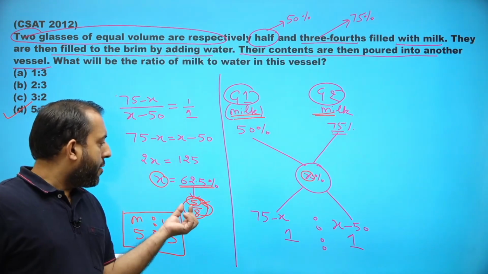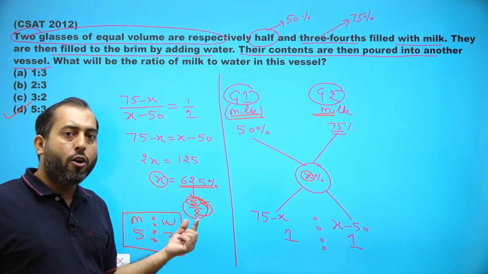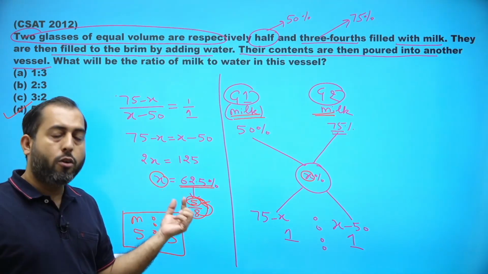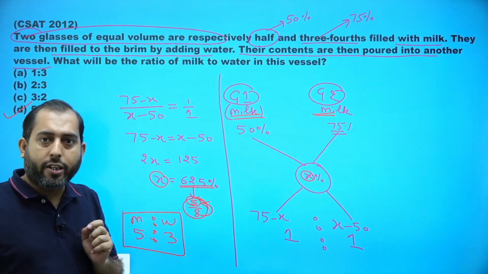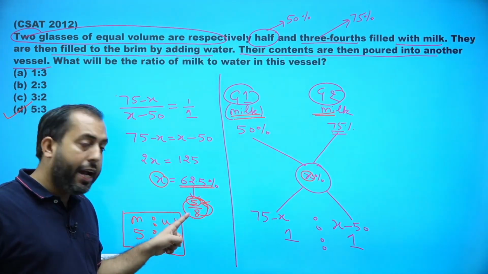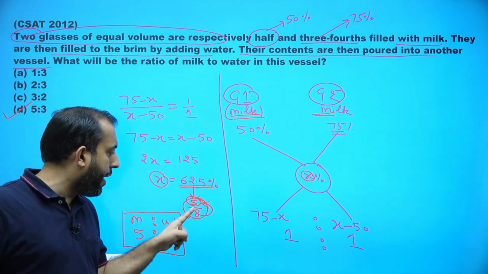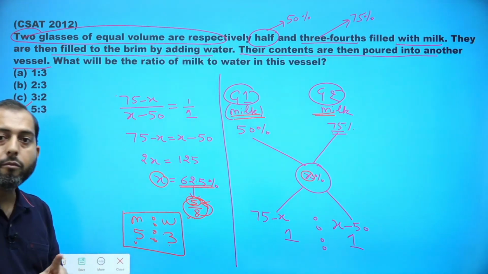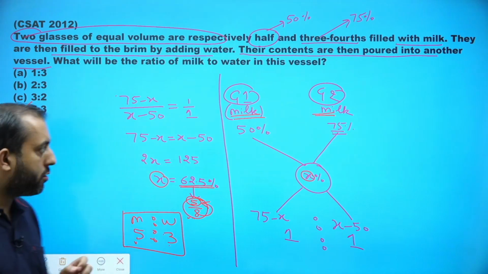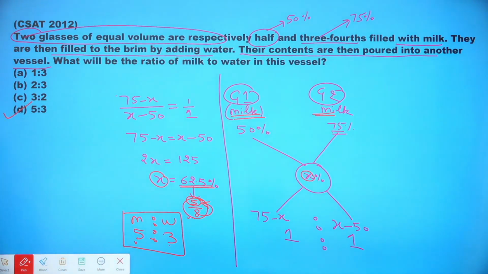Now guys, when we write down a fraction or ratio or percentage, the denominator represents the total quantity. So if 8 is the total quantity, out of 8, 5 is the milk, so the remaining, 8 minus 5, should be what? Water. I hope this is clear to everyone.